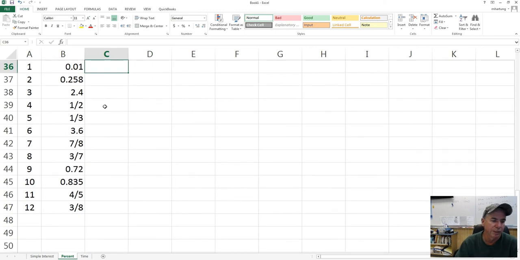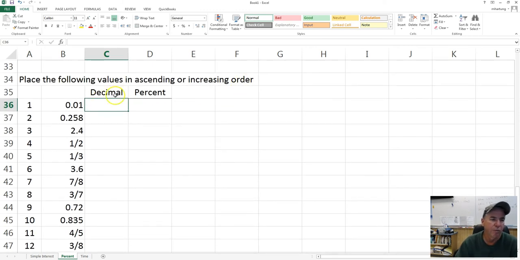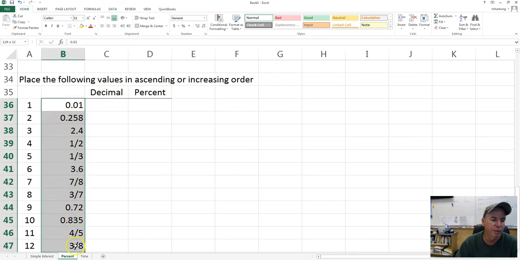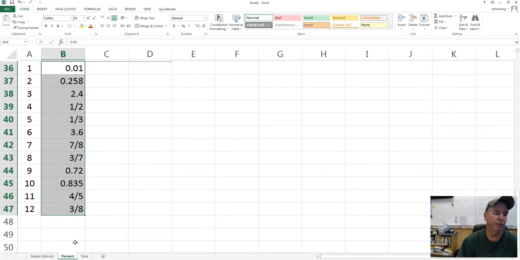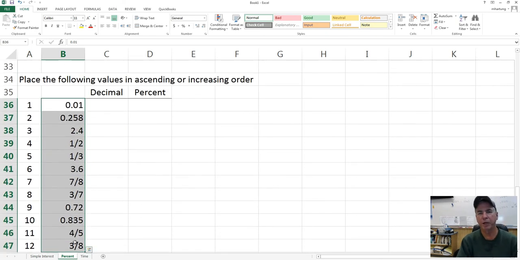For example, here in this list, the instructions are take all of these values and place them in ascending order, or increasing order. So starting with the smallest value up to the largest value. If I were to ask you which one of these values is the smallest, you'd have to do a little bit of thinking. You'd be able to figure it out, but it wouldn't be quick, at least not for me. But let's go to the process of converting everything to a percentage and see what the difference would be. And you'll see that it's a whole lot easier.